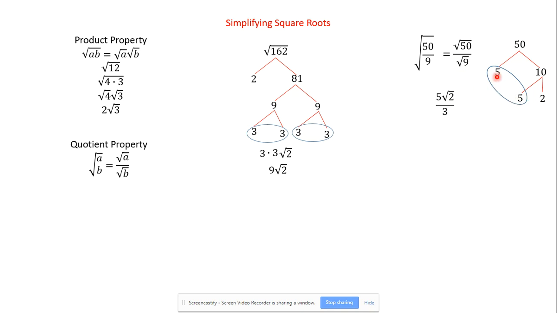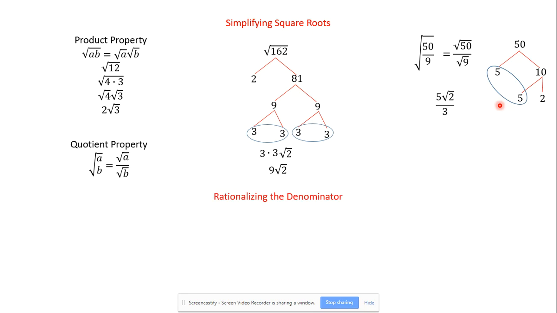So here's an example where we could have gone 50 is 2 times 25, and we would have had that perfect square. But if you didn't see that, we still get to the same answer because every number has a unique prime factorization. So it'll always be the same.